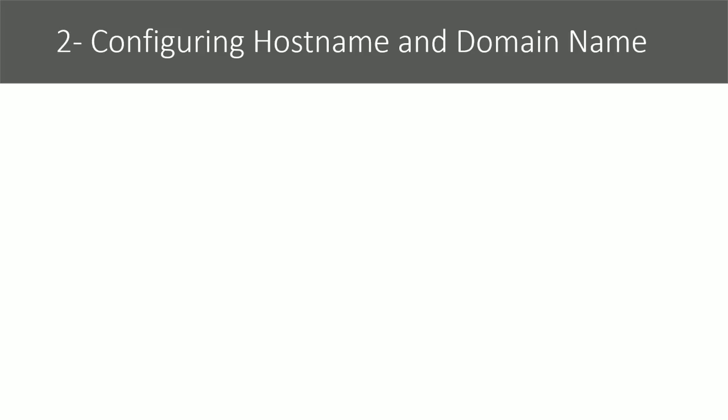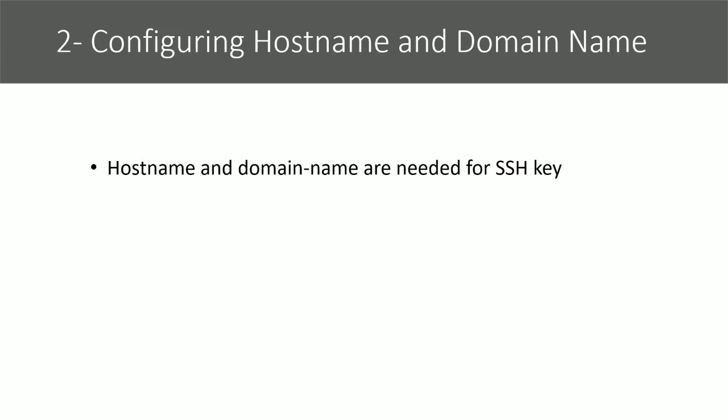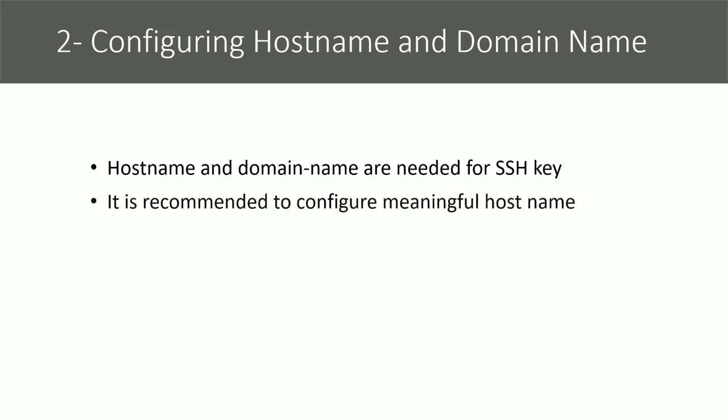In the second step, we should configure the host name and domain name. These parameters are needed for the SSH key to be generated. The domain name is the one you have in your network, and usually it is the same for all other devices in the network, but the host name should be unique to the switch. When it comes to the host name, it is recommended to configure a meaningful host name that reflects the location, the function, or other parameters of the switch.